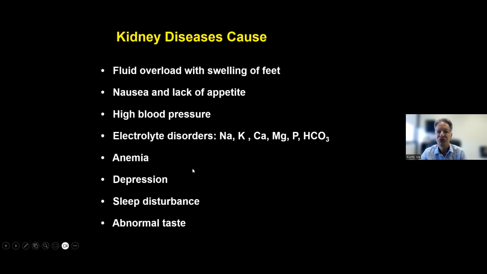Oftentimes, even though to a lay person or to the patient's family or to the patient themselves, they feel that they might be depressed, when you do these objective tests with scoring all the different symptoms, it turns out the patients aren't depressed. So there's an overlap, and it's incumbent on the doctors to determine whether there's true depression or not, because it is associated with having severe kidney disease. The mechanism is unclear. It's probably an effect of the abnormal blood chemistry on the brain.